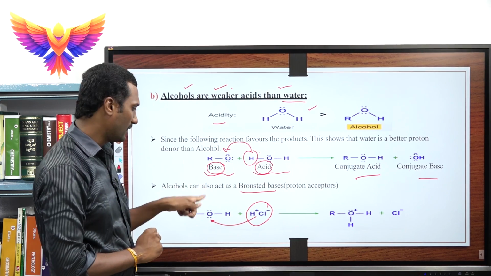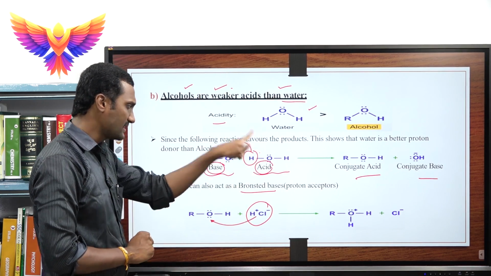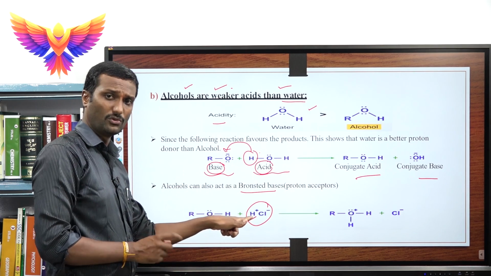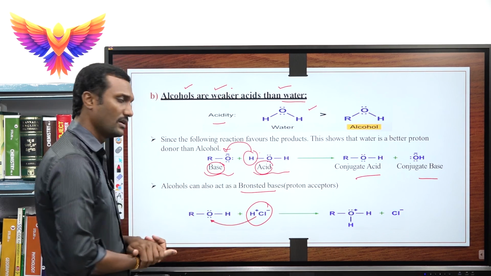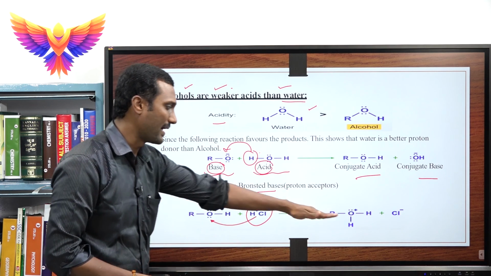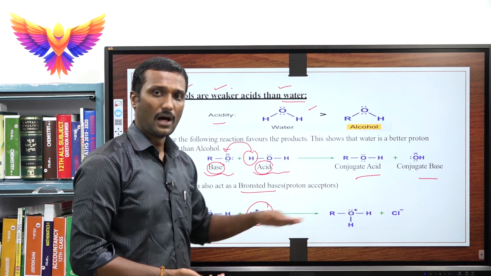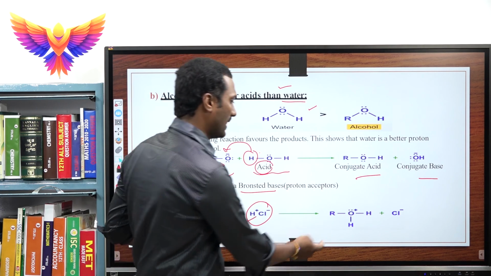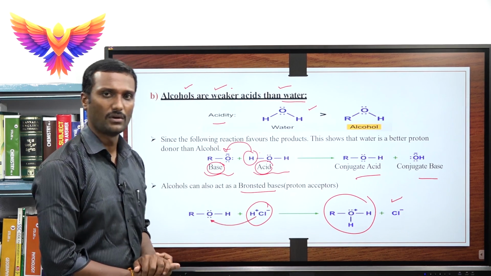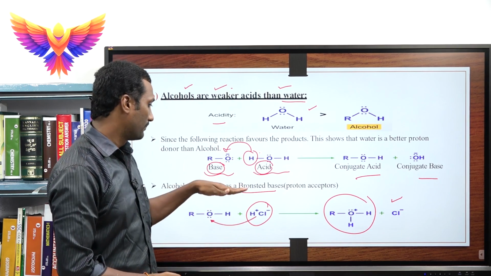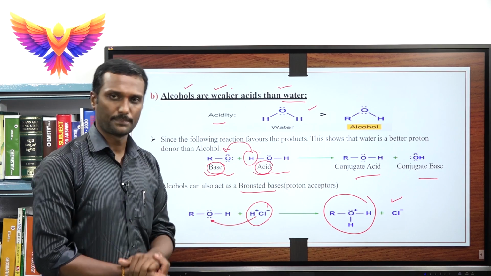So with alcohol and water, water gives hydrogen, and at the same time when you react alcohol with a mineral acid like HCl, that hydrogen is given to the alcohol to form an alkyl oxonium ion, along with the chloride anion. This is how alcohol acts as a Bronsted base, which accepts a proton.